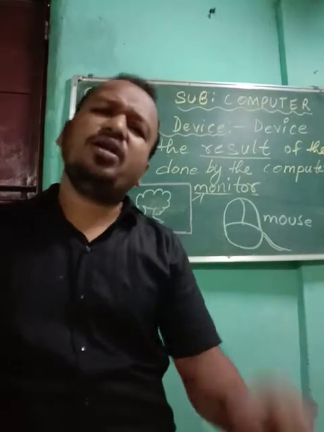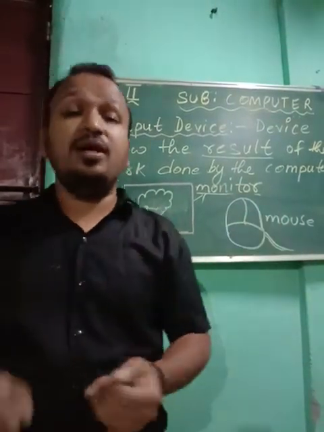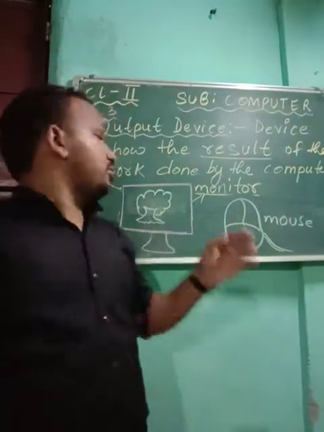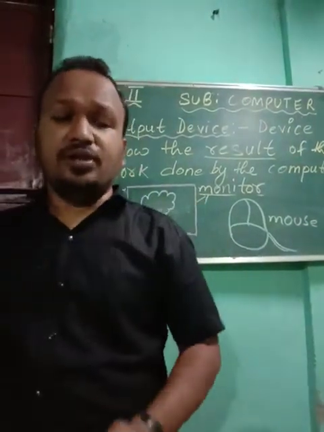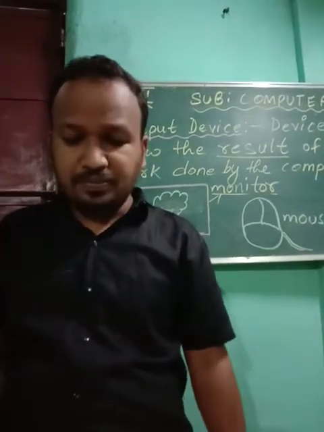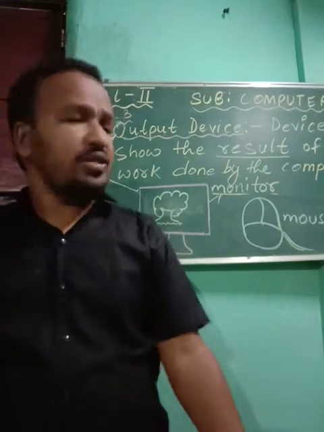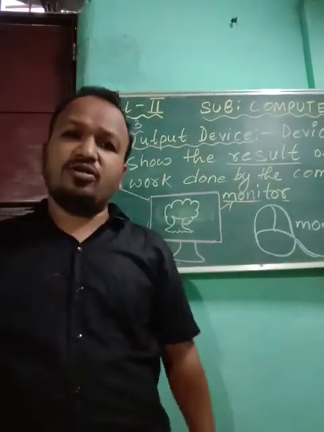There are so many output devices. Not only the monitor is giving you the result, there is also the printer. Suppose now you want to print out this tree. If you have a printer, you can print it out on a paper. The same diagram will come on a paper. So the monitor is an output device, and the printer is also an output device.